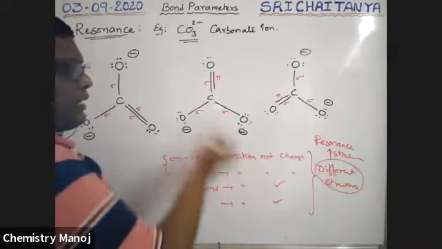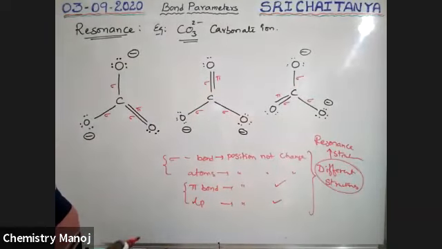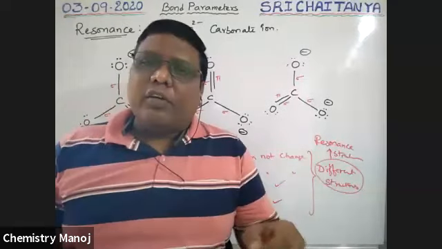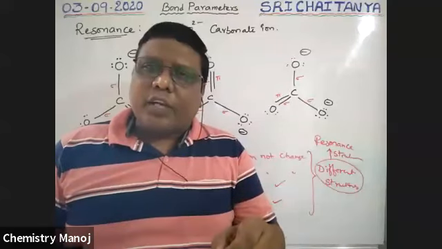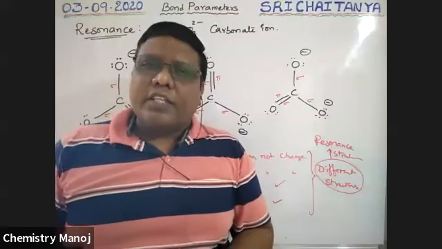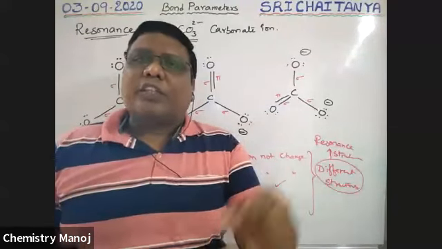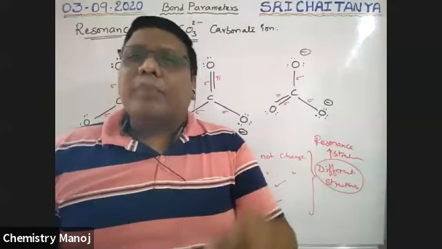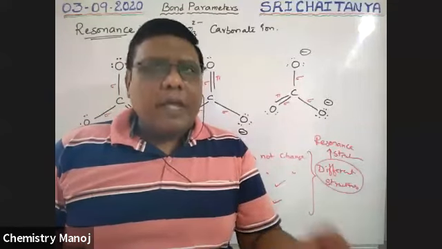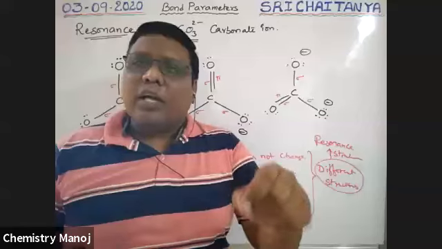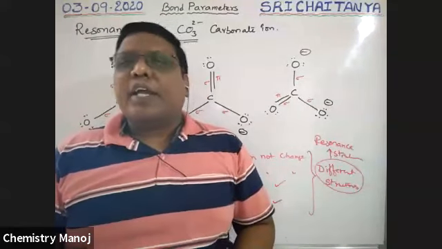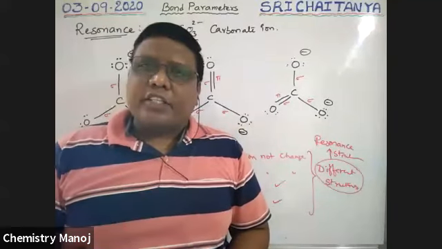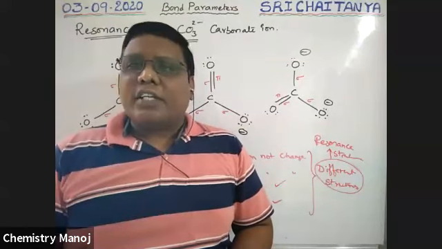Resonance structure, and the concept is called resonance. So what is resonance? Existence of a single molecule in 2 or more structures, without changing their sigma bonds, without changing the position of the atoms, but by the change of either lone pairs or pi bonds, is called resonance. And those structures are called resonance structures.